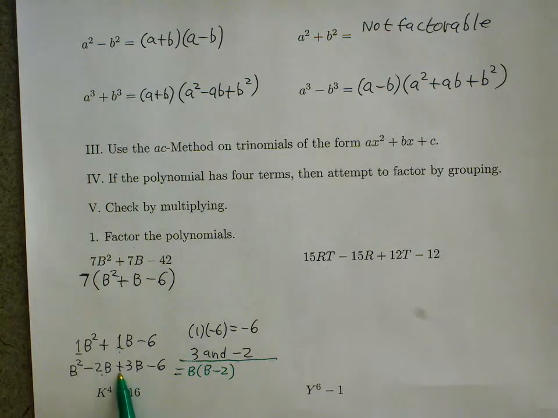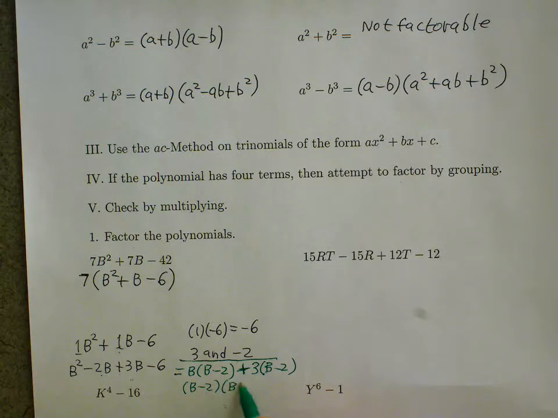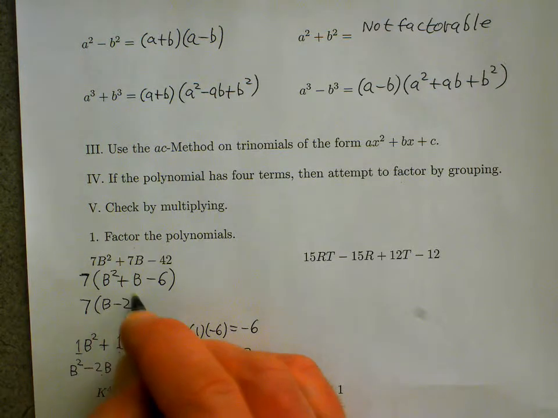Then the middle operator is addition. Out of the 3rd and 4th terms, we can factor out 3. So we get 3 times b minus 2. And then factor b minus 2 out, so we get b minus 2 times b plus 3. Okay, so up here we write the complete factorization, including the factor 7, so we get 7 times b minus 2 times b plus 3.